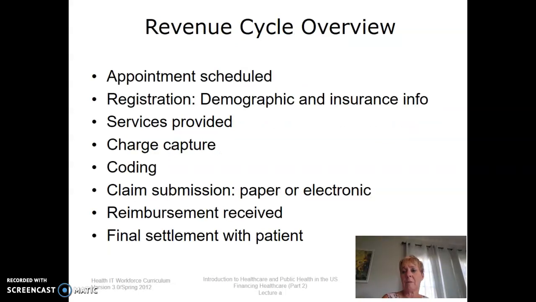So in the revenue cycle overview, I told you it was beginning to end. It starts from the time that the appointment is scheduled. Registration, they collect a person's demographic and insurance information so that they can make a claim. Then they provide the service. After that service is done, they do a charge capture to make sure they've got everything captured that they can bill for. Then it's coded, which you'll get next semester. Once the coding is done, then that claim is submitted, usually electronically. You don't see paper claims very often anymore. The healthcare facility gets the reimbursement, and then there's a final settlement with the patient.